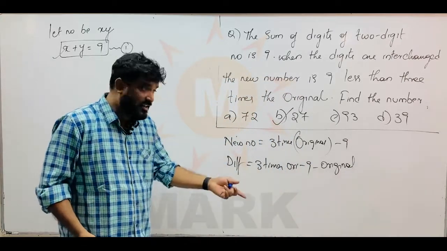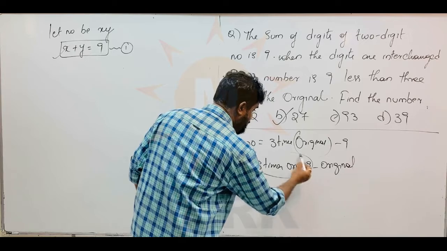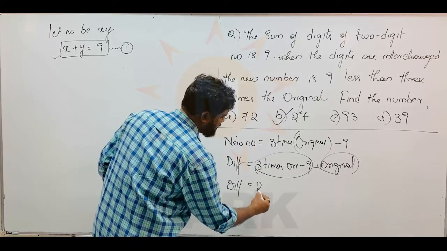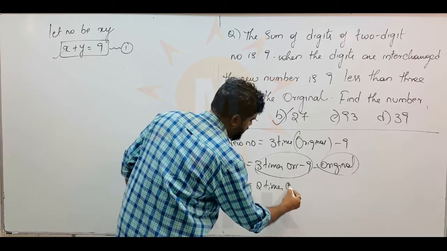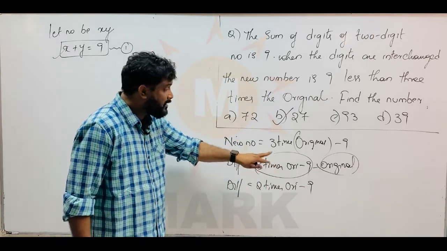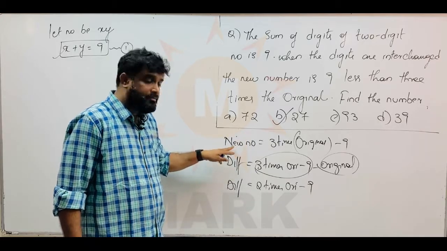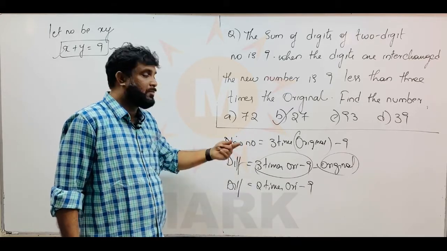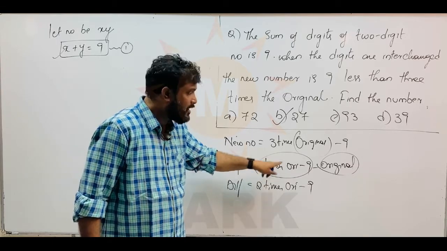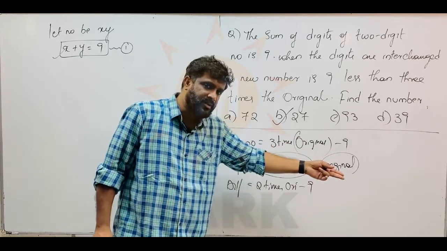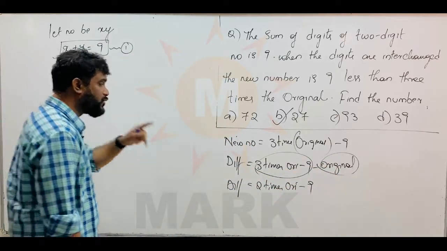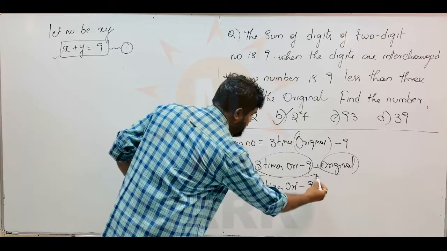If you want to get the difference, this is the new number and this is the original number. So the difference would be how much? 2 times original number minus 9. 3 times original number minus 9 is the new number. If you want to get the difference between the new number and the old number, then 3 times my original number minus 9 is the new number, and one more time, because the original number is also included, minus the original number, you will get the actual difference. What is that? 2 times original number minus 9. We will use this data later.